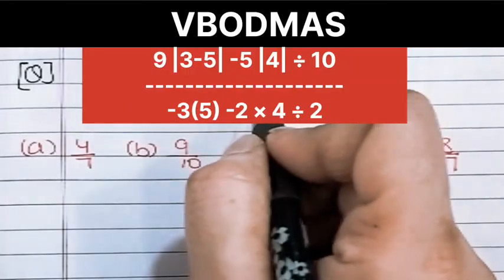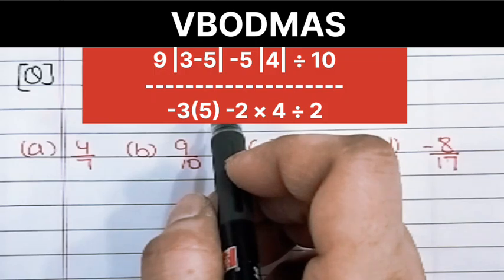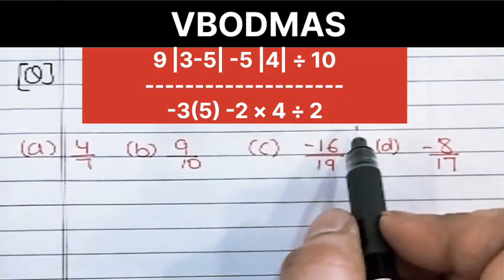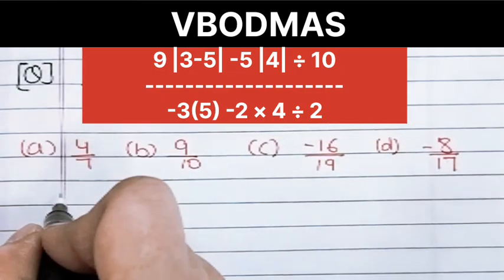So friends, to solve this problem, we'll use the BODMAS rule, which dictates the order of operations: bar or absolute value also, brackets, order, division, multiplication, addition and subtraction. Now, here is the problem, and we simplify the numerator part first.